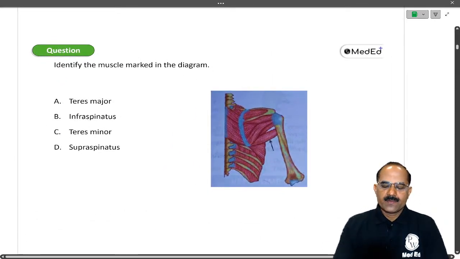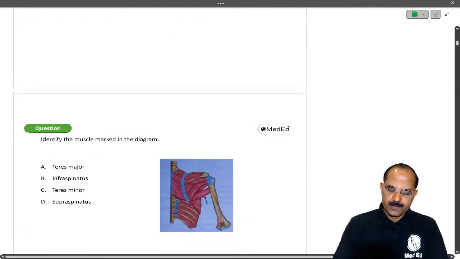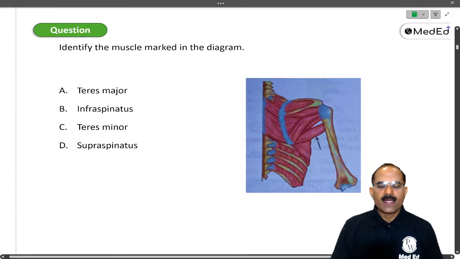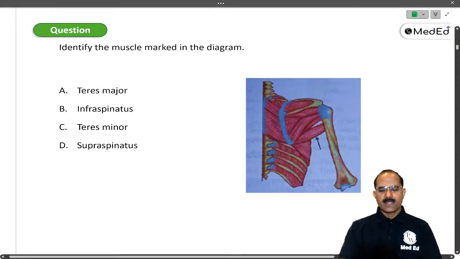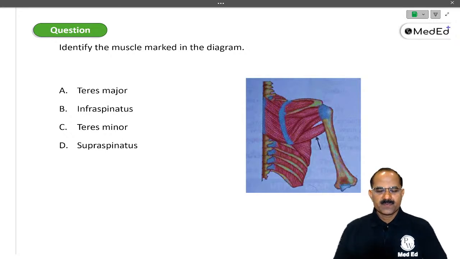Identify the muscle in the diagram. Yes, any guesses? Can you tell what is this muscle? Yes children, come on, answer. Which muscle is this in this diagram?